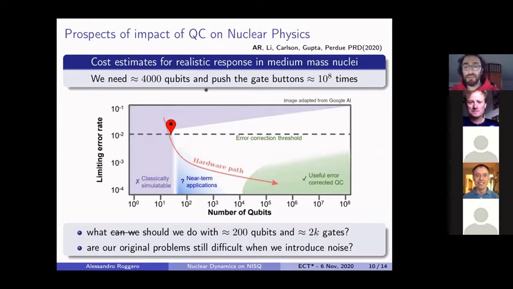And the second point I want to raise is that these devices are always going to live at some finite noise level, okay? And when you're trying to solve a problem in the presence of noise, complexities might change dramatically, okay? So something worth thinking about is whether the problem we are trying to solve on a quantum device is still complicated when we introduce noise into the problem, okay?